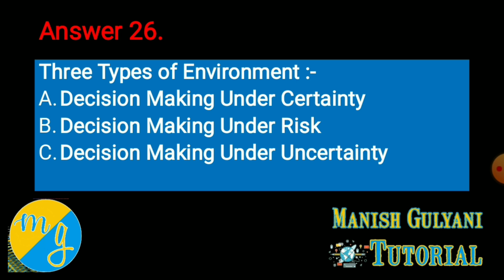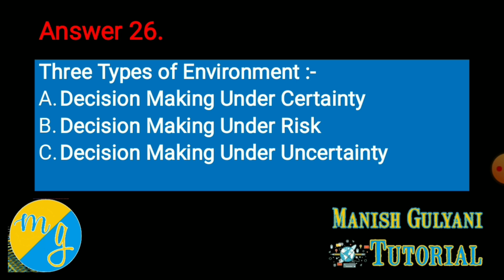So this is an example of decision making under certainty. Like FD, if you invest in FD, definitely you will get interest, and the interest rate is also defined. So that's the meaning of decision making under certainty, where the decision maker has complete and accurate knowledge of each and every alternative, and there's only one outcome of each alternative.